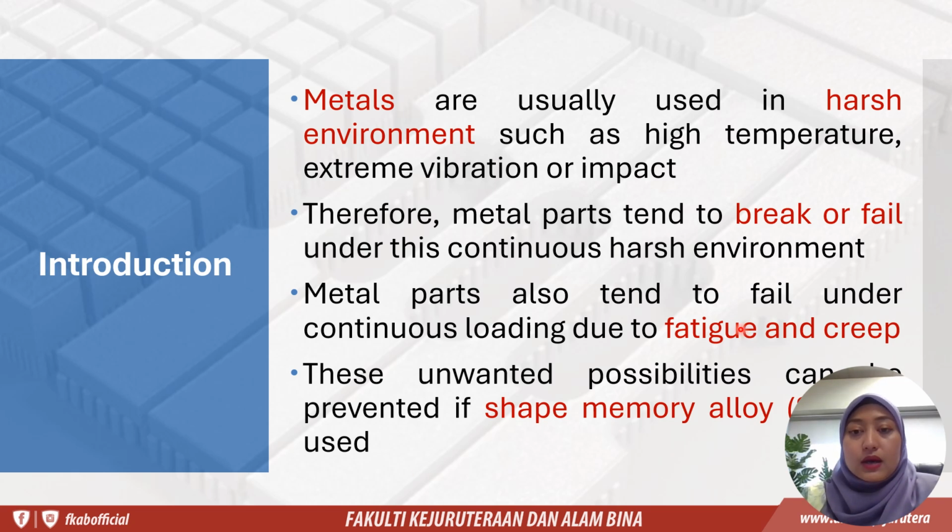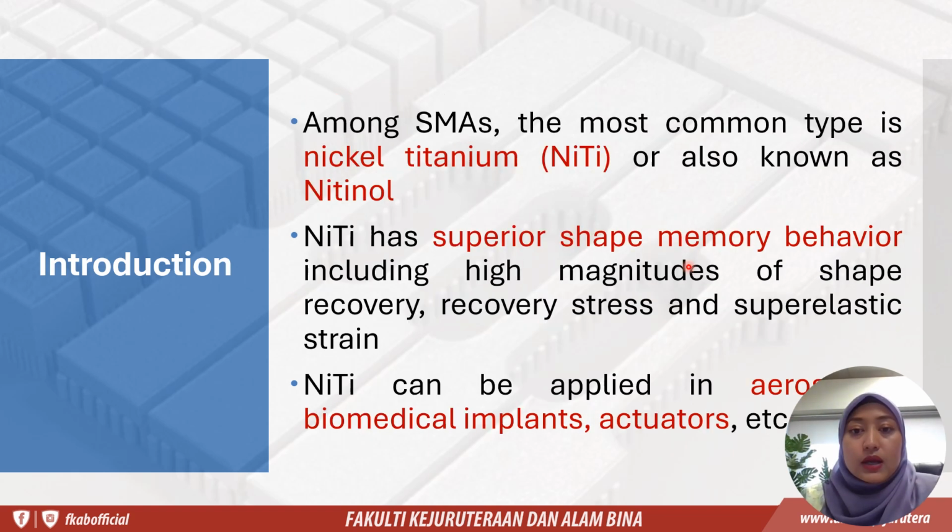So we need a special or unique metal to overcome such issues, so that we need to have some elasticity properties. So we use shape memory alloy. In shape memory alloy, the common type is known as nickel titanium, NiTi. So why NiTi? It has a superior shape memory behavior, including high magnitudes of shape recovery, recovery stress, and superelastic strain. So it can be used in aerospace, biomedical implants, and actuators, and others.